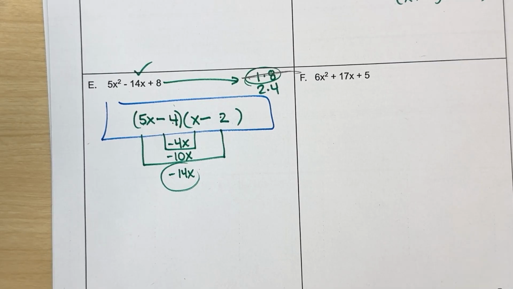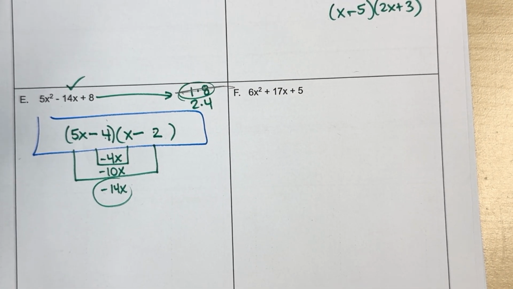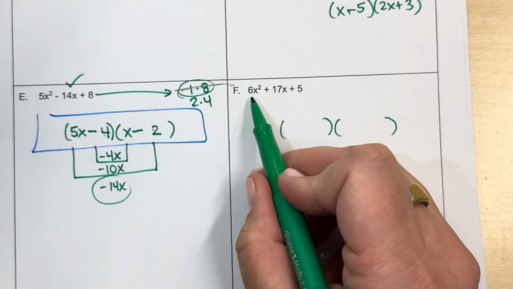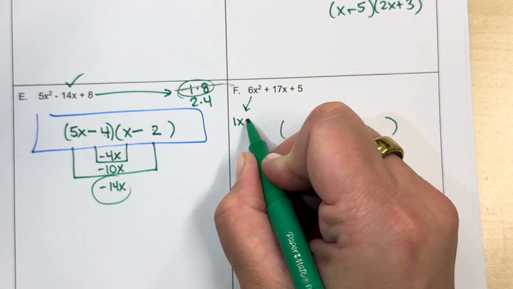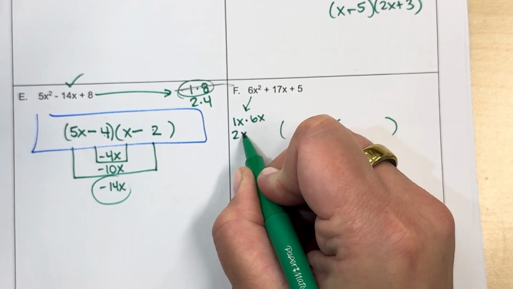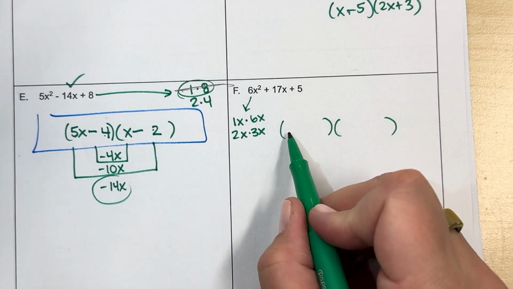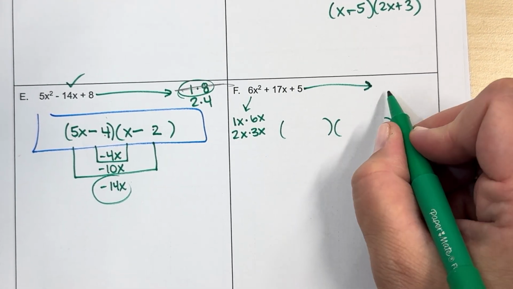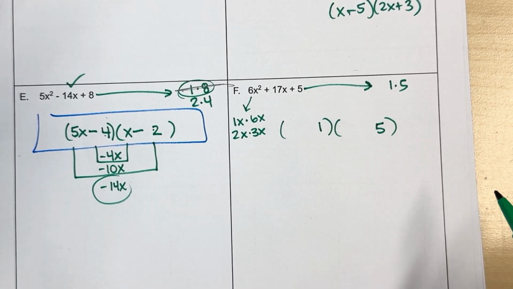Hit pause so you can concentrate on that and make it make sense. In the meantime, get a head start on F. Factors of the first term go in the first spots. Factors of 6, it could be 1x times 6x, or it could be 2x times 3x. That complicates things. I can't plug those in confidently yet. But the good news is there's only one way to make 5, 1 times 5. So that I can plug in for sure.